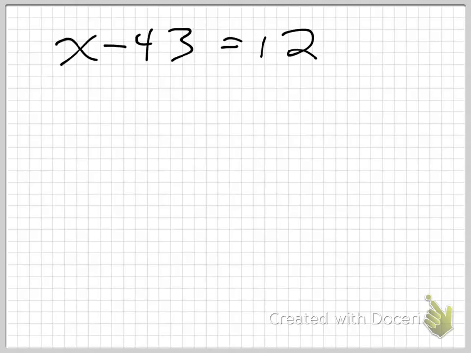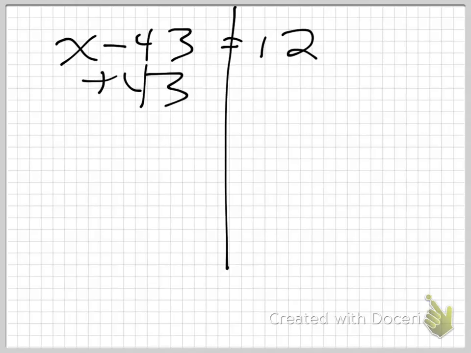All right, here we go. Line down the equal sign. Is the variable happy? What is the variable, by the way? X. Why isn't he happy? Because he's not alone. The x is the one who needs to be alone. So who's with the x? 43. What's the 43 doing? Subtracting from him, right? How do I get rid of that minus 43?